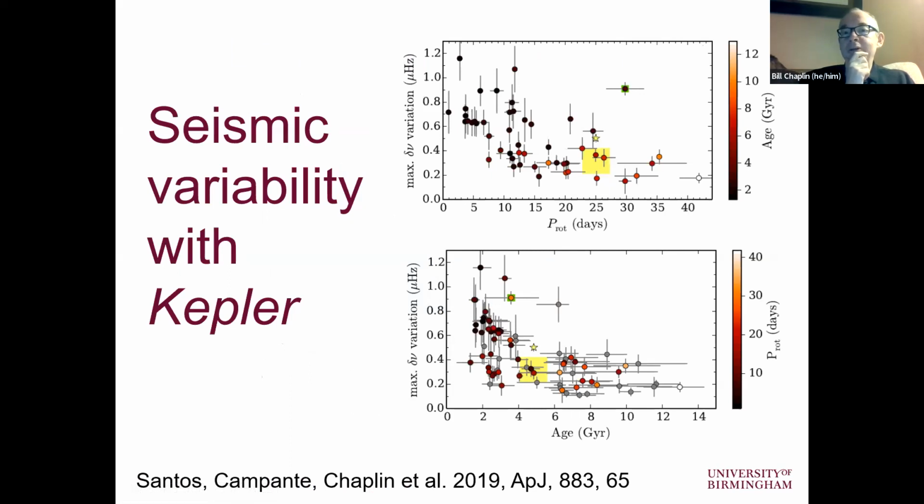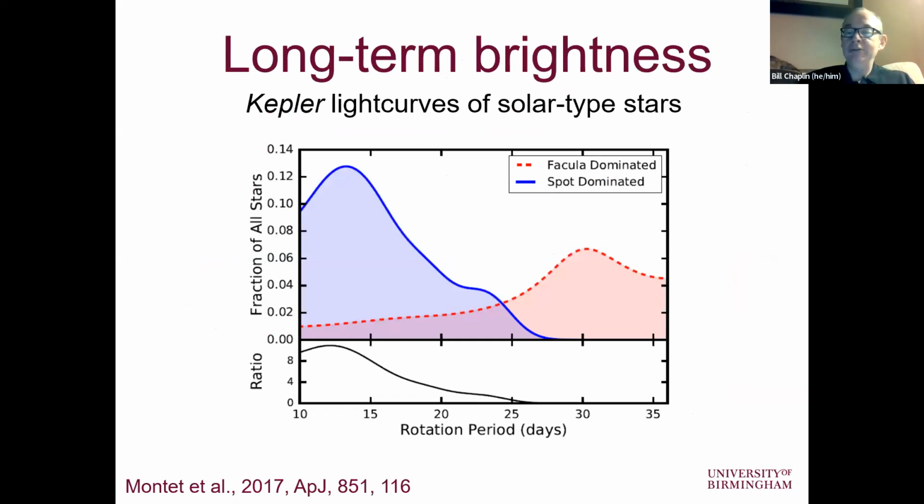And that's kind of what we'd expect to see if what we see on the sun is correct, and that we really would only expect to see measurable seismic variability in these other stars if it's tied up in stars that are spot dominated. And that's kind of what we seem to be seeing.